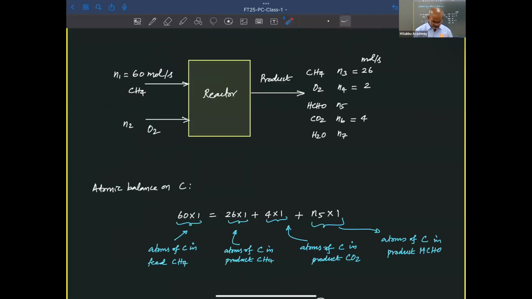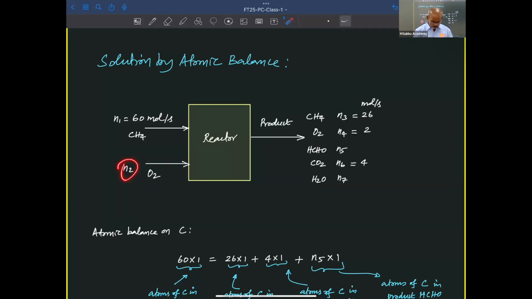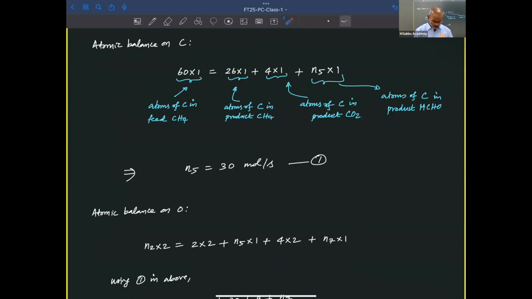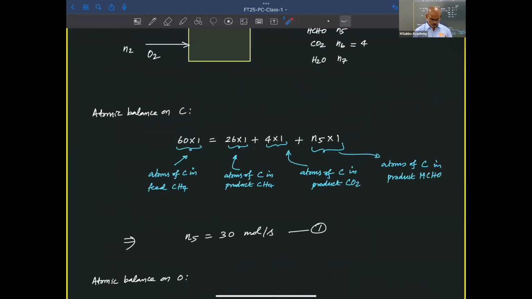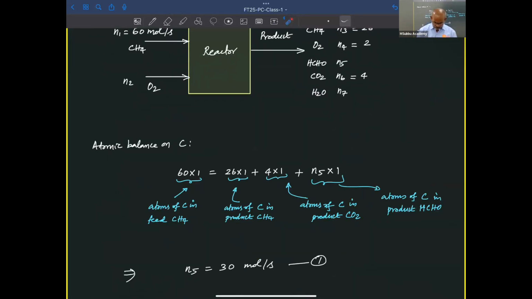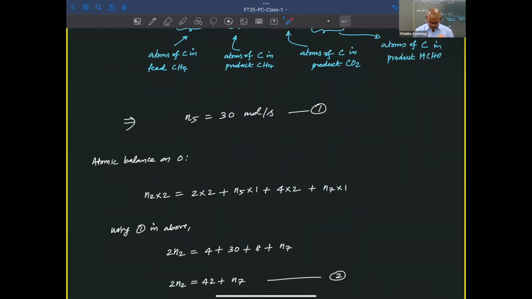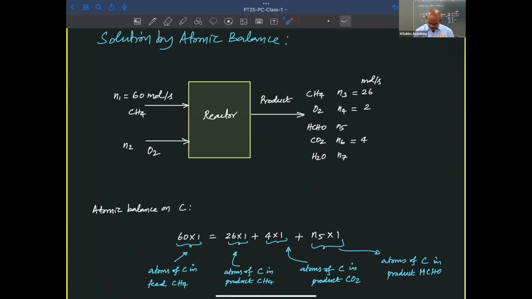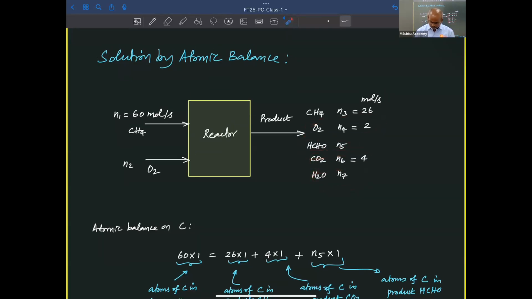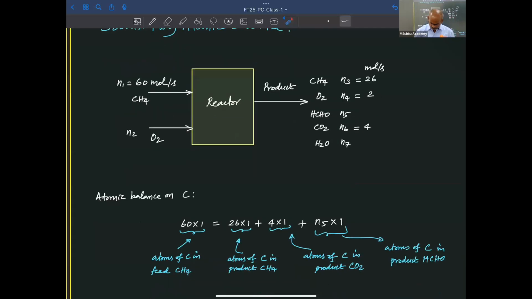Oxygen is entering simply as O2, and one O2 has 2 O. So in that way, N2 into 2. O2 is a molecule, and one O2 has 2 atomic oxygen. So 2 into N2 is what is entering. And what is leaving? Oxygen is leaving here, and here, and here, as well as here. For N4, in one N4 we have 2 O. Like that, in one N5 we have 1 O, in one N6 we have 2 O, and in one N7 we have 1 O. So everything we have to write.